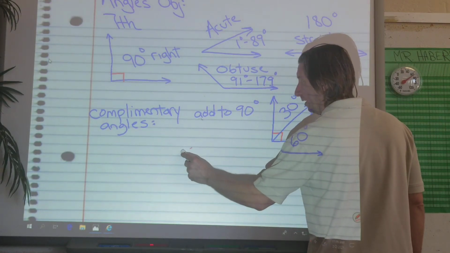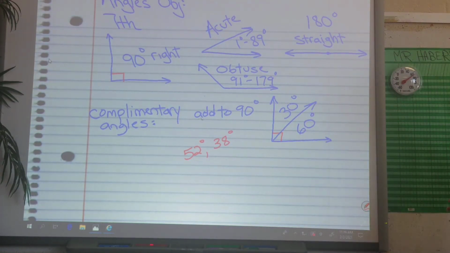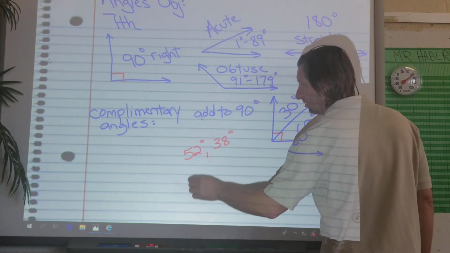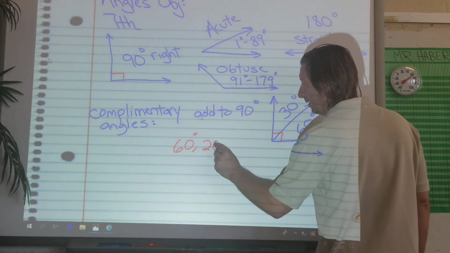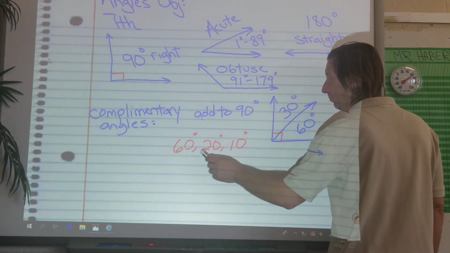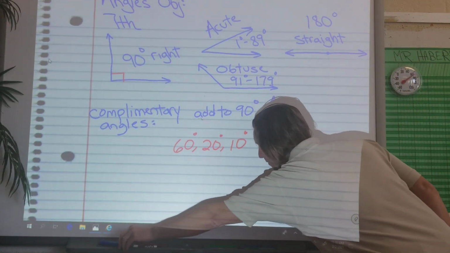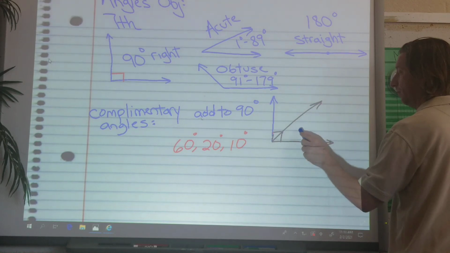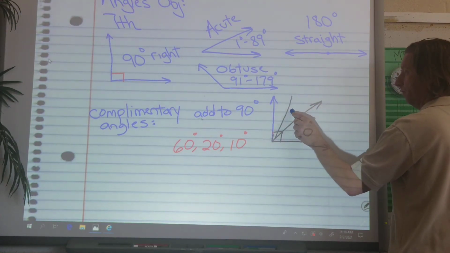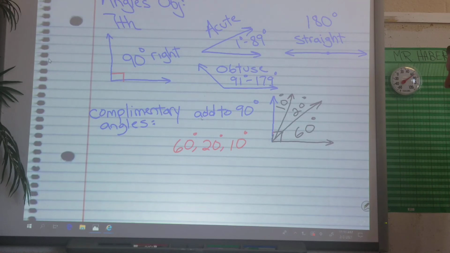So if I said 52 degrees and 38 degrees, and I asked what kind of angles are those, you would say they're complementary because they add to 90. Sometimes they call them complements. Now you could also do three of them. I could say 60 degrees, 20 degrees, and 10 degrees. Those three put together are complementary angles. And those will look pretty much the same. You have a 90-degree angle, and you'd have a 60-degree angle, a 20-degree angle, and a 10-degree angle. Looks something like that. So you have a 90-degree angle cut into complementary angles.